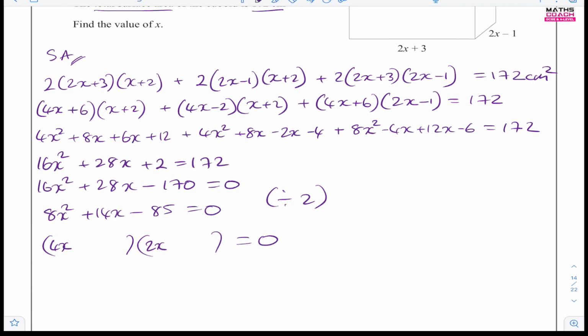Hopefully when you're getting these in the actual exam, the numbers won't be so high like this. It will be a bit more user-friendly, let's say. But in this particular example, the first bracket is going to be 4x plus 17 and 2x minus 5. So therefore x is equal to minus 17 over 4 and x is equal to 5 over 2.